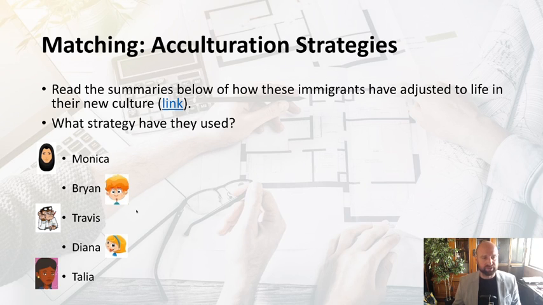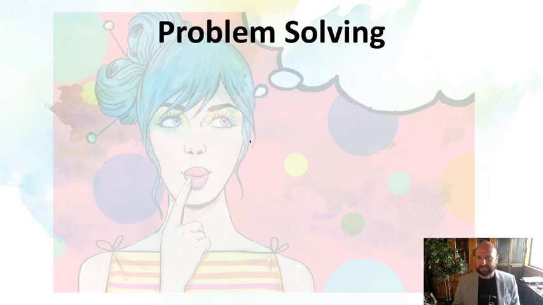Now, this activity has already been included in the acculturation topic for the social influence chapter, but you might want to do it again. It doesn't hurt to do it again. Students have probably forgotten it unless you've only just done that topic. So we've got four fictional and one real life immigrant here, and we talk about their acculturation strategies.